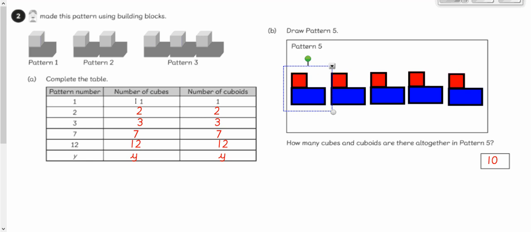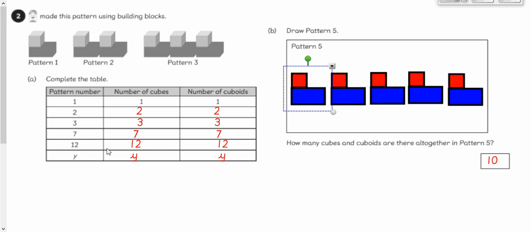So pattern number 1, 1 cube, 1 cuboid. Pattern 2, 2 cubes, 2 cuboids. Pattern 3, 3 cubes, 3 cuboids. Pattern 7, 7 cubes, 7 cuboids. Pattern 12 is exactly the same number, 12 cubes, 12 cuboids.